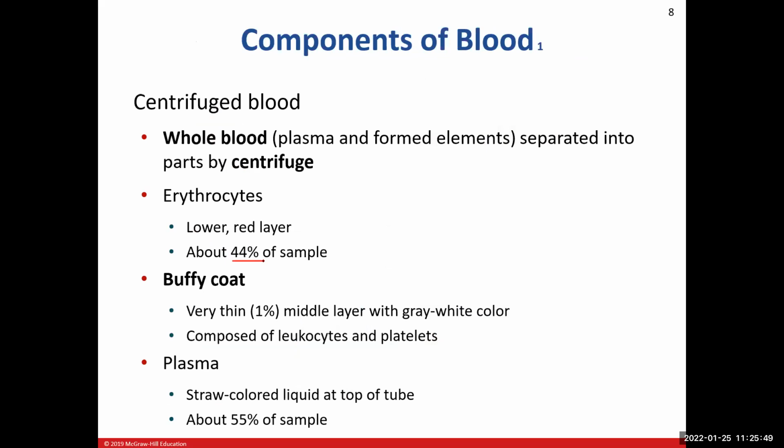In between the bottom layer and the top layer, we have this very thin layer, roughly about 1%. Call it the buffy coat, because it has this gray-white appearance. And this is going to be made up of white blood cells and platelets. And then on top of that, it's going to be the plasma. It is going to be a yellowish color with a kind of red tint to it. So we call it a straw-colored liquid. And that is going to be 55% of the sample.